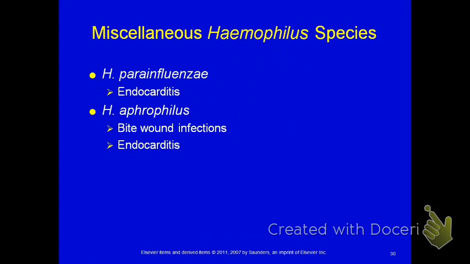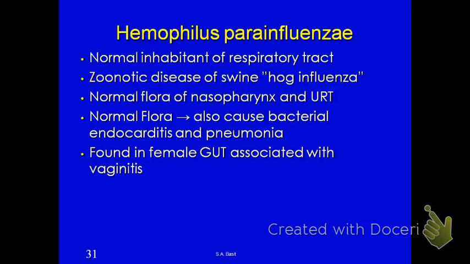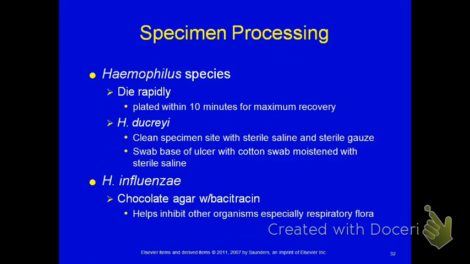Other species include parainfluenzae, which could cause endocarditis, and Hemophilus aphrophilus, which could cause bite wound infection and endocarditis. It's noteworthy that Hemophilus parainfluenzae could cause the so-called hog influenza. Though it's a normal microbiota, it could still cause endocarditis, is found in the female genitourinary tract, and could be associated with vaginitis.